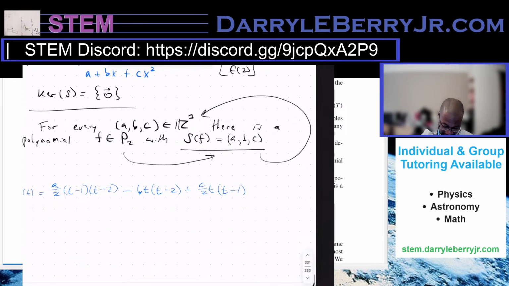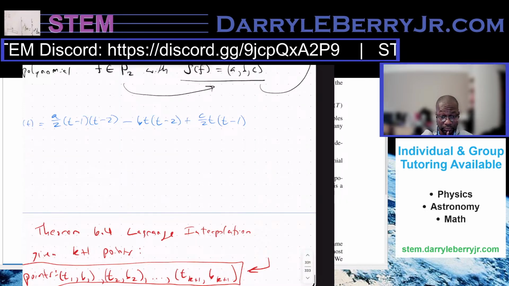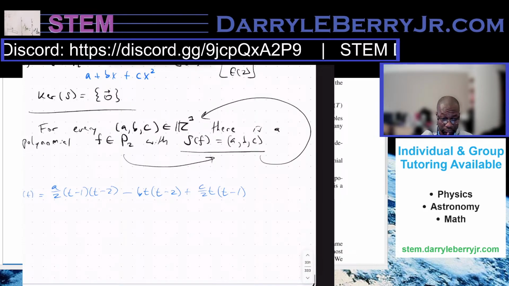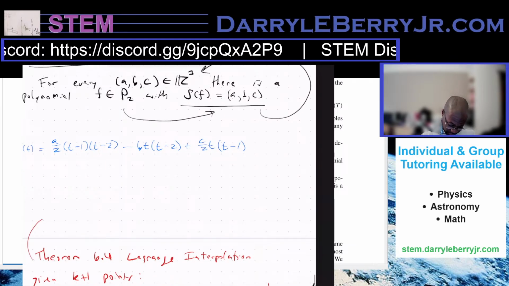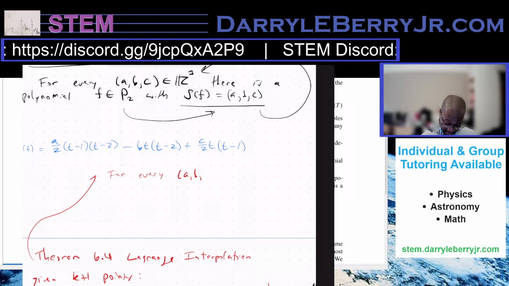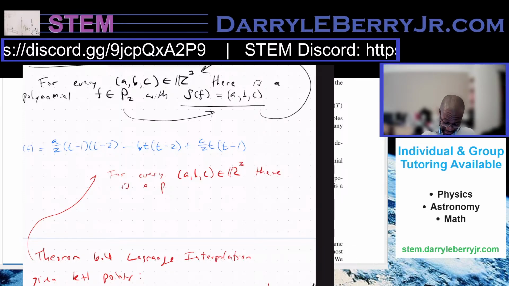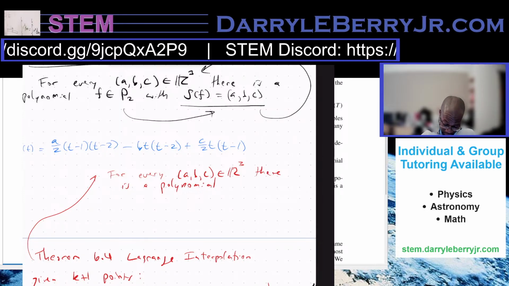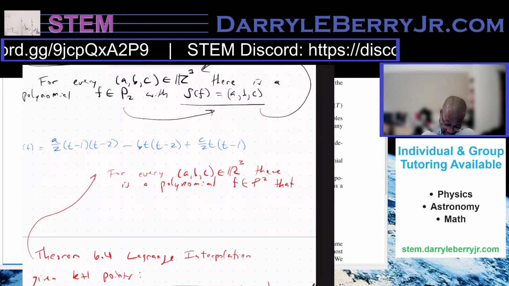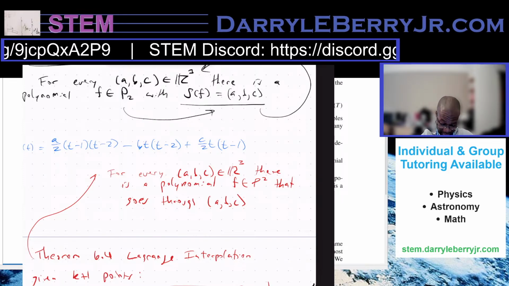All right. So now we have that. This was coming from this: for every a, b, c in R3, there is a polynomial f of the second degree that goes through these points. And that's where they get the explicit form from.